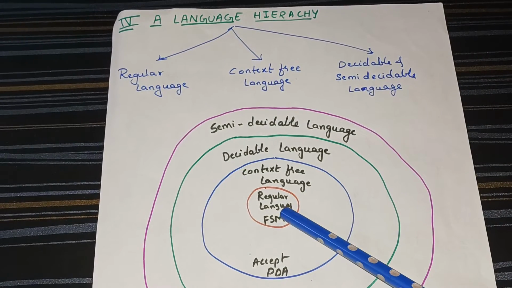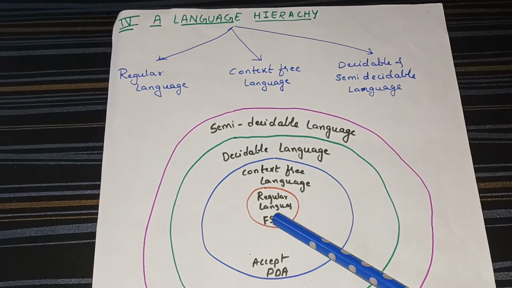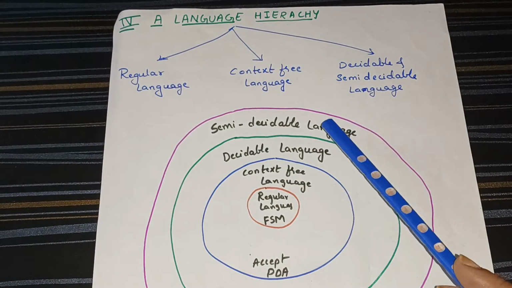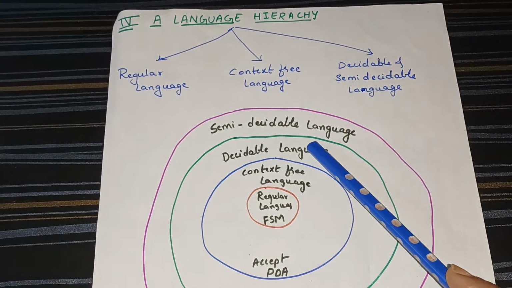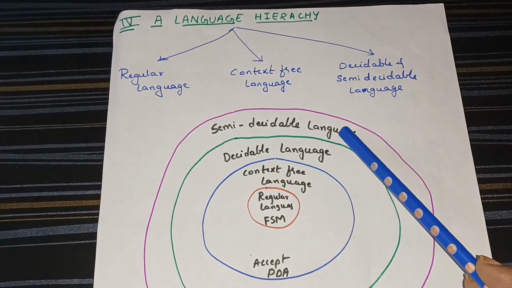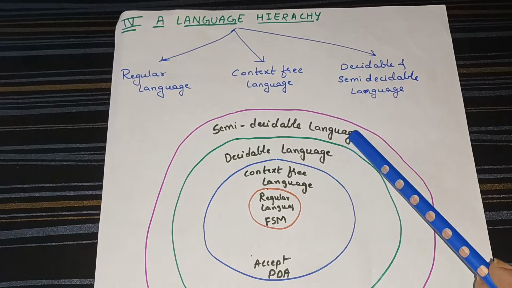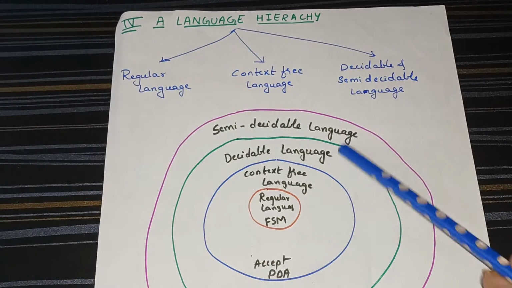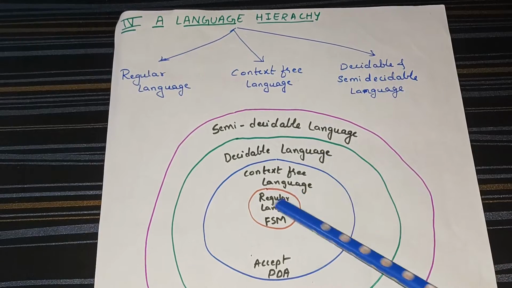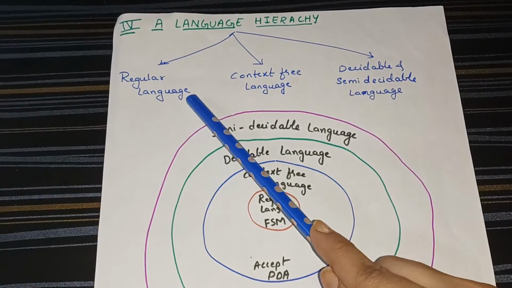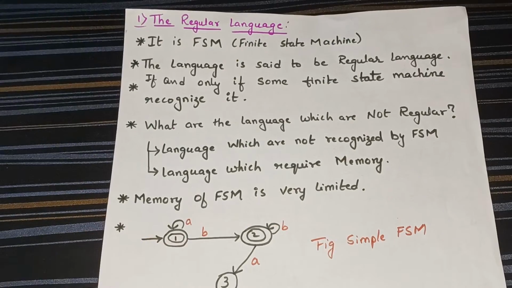Regular language is accepted only by a finite state machine. Context free language is accepted only by a pushdown automaton. Decidable language is decided by a Turing machine which always halts, and semi-decidable language is accepted by some Turing machine which halts on the strings it accepts. For now, just remember this, and when we solve problems you will get to know it. Now I will explain regular language.